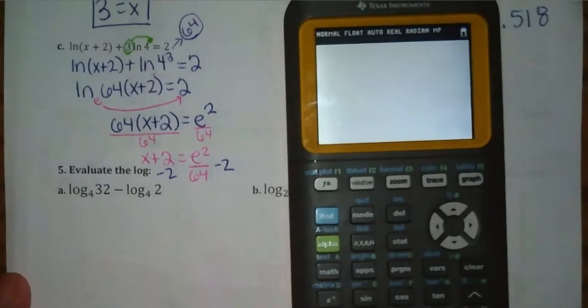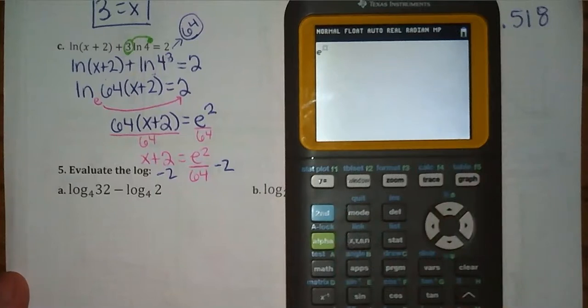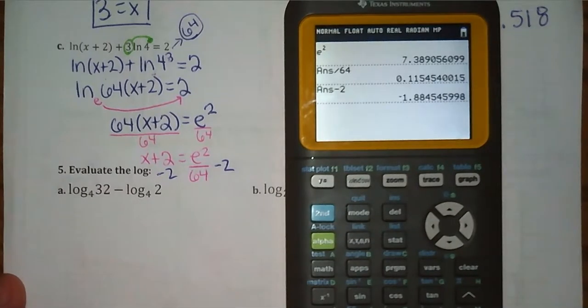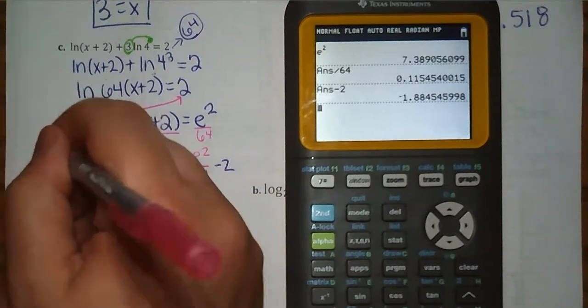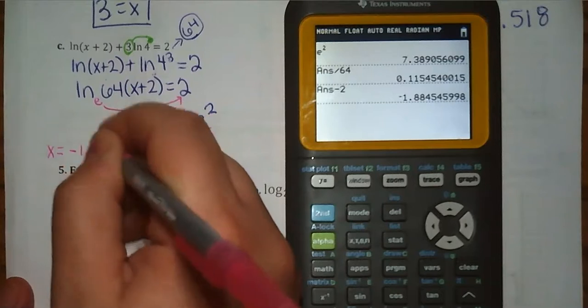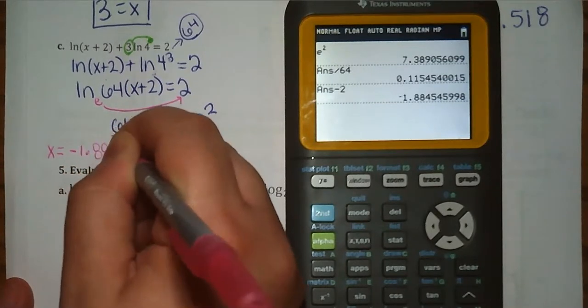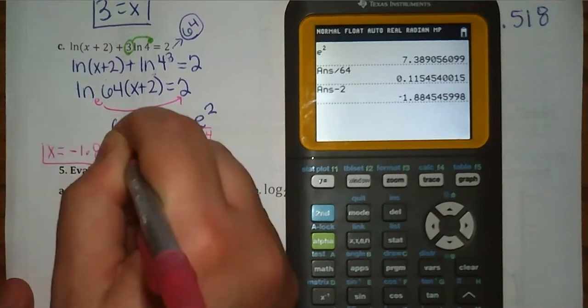So e squared, I'm going to hit second natural log button. That should give you e. That's being squared. I'm going to hit equals. I'm going to divide that by 64, and then I'm going to subtract 2, and that's going to give me my answer, which is, to 3 decimal places, negative 1.885.